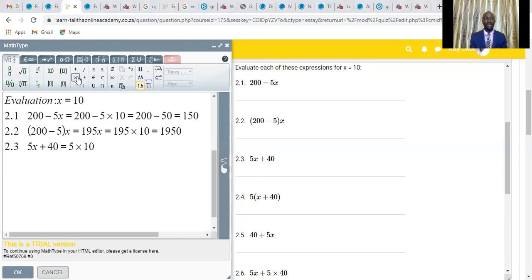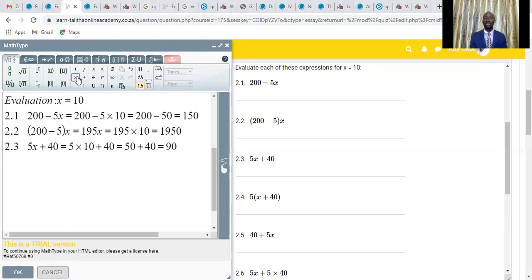Notice that 5x is the same as 5 times x, and so 5x or 5 times x, if x is 10, will then be 5 times 10. And remember, to it we have to add what? 40. And so we can go ahead to simplify this. That way we get 50 for 10 times x, and we add a 40. In total, that will give us 90. Yes, that is 2.3.